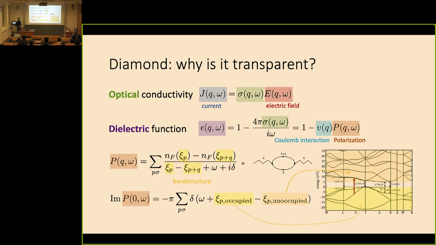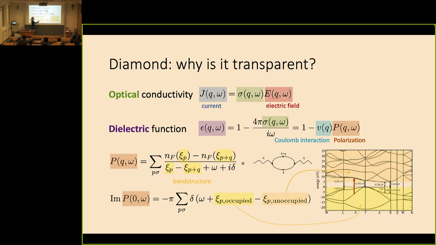The theoretical way to do this, and I promised Anna to put in some equations, so here we go. It has to do with a concept called the optical conductivity. Because what is light? It's an electromagnetic wave, and conductivity is the property of how a material responds to an applied electric field. This is another way that I formulate just Ohm's law, which I hope you learned in high school. It just tells you the current is proportional to the conductivity and the applied electric field.